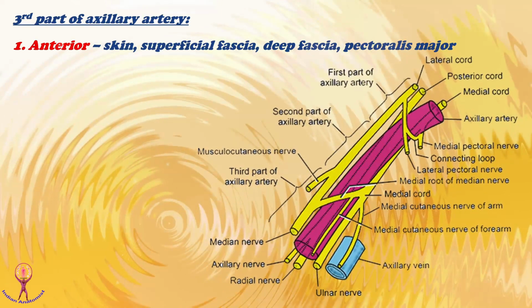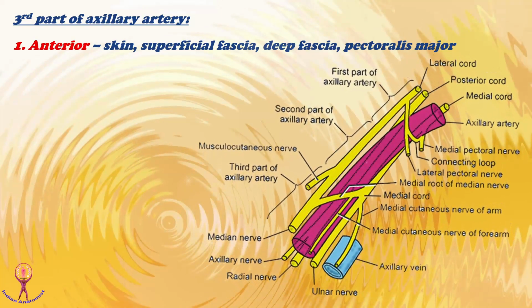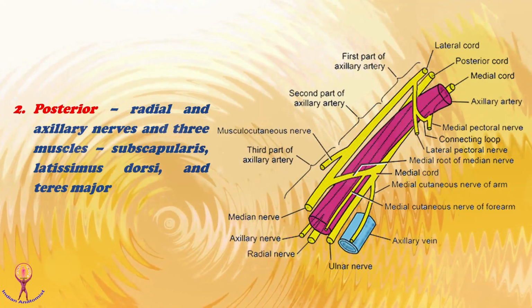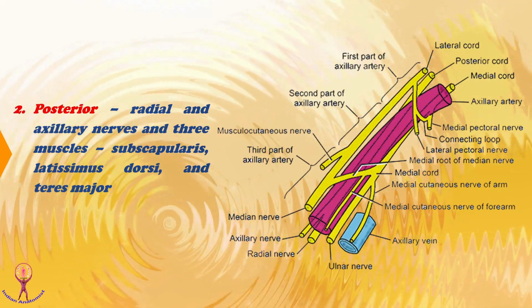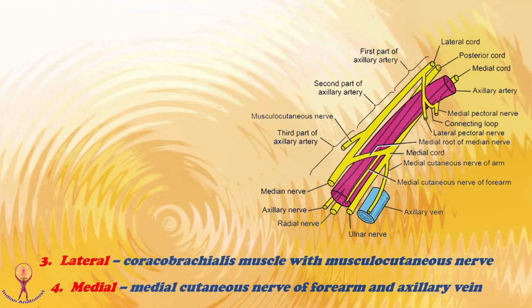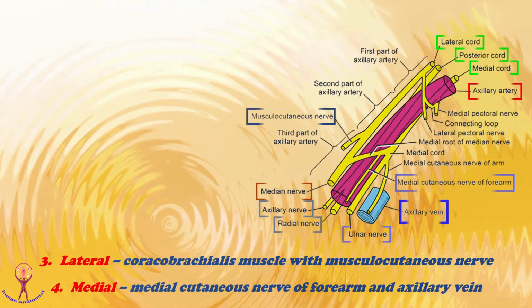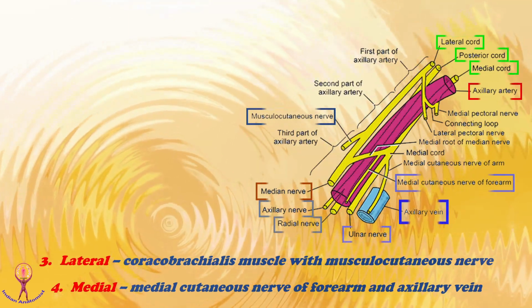Finally, the third part of the axillary artery relations are, as usual, for the anterior relation: skin, superficial fascia, deep fascia, and the pectoralis major muscle. Posteriorly, the third part is related to the radial and axillary nerves, and three muscles from above downwards: subscapularis, teres major, and latissimus dorsi. Finally, the third part's lateral relations are the coracobrachialis muscle with the musculocutaneous nerve, and the medial relations are the medial cutaneous nerve of the forearm and the axillary vein.